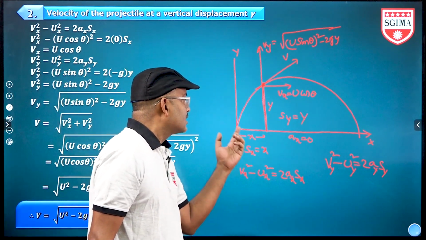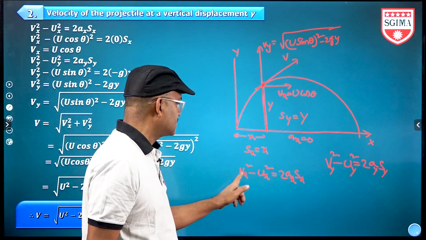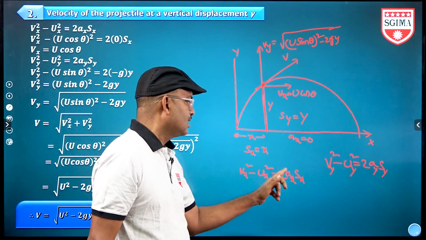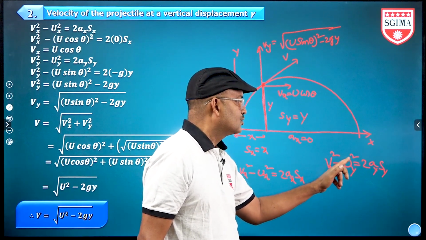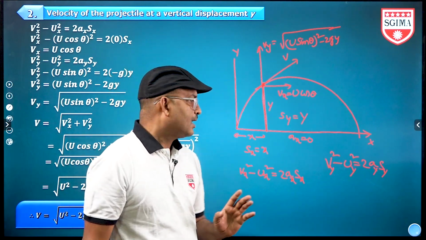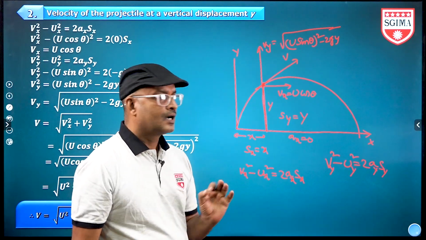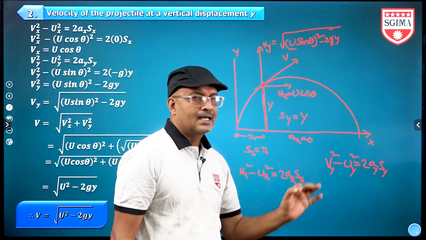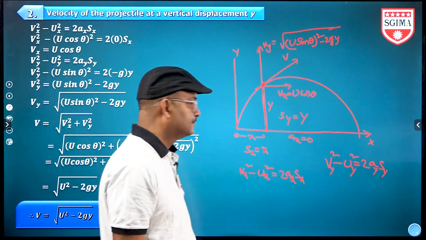Again, in the horizontal direction, I am applying the formula Vx square minus ux square is equal to 2ax sx. In the vertical direction, I applied the formula Vy square minus uy square is equal to 2ay sy. You have to remember here: along the x direction, velocity is u cos theta. Along the y direction, velocity is u sin theta. Along the x direction, acceleration is 0. Along the y direction, acceleration is minus g.